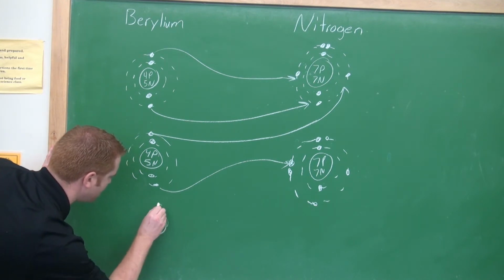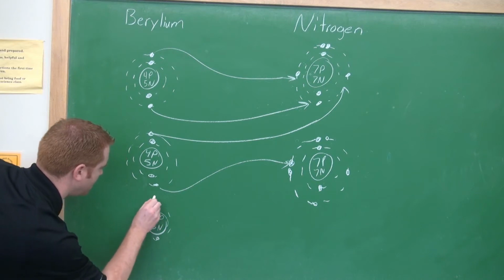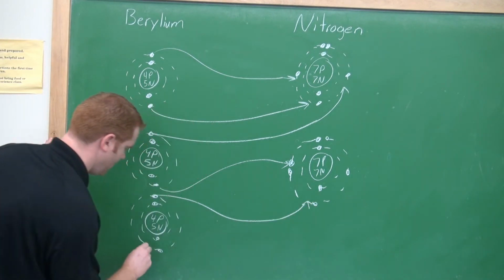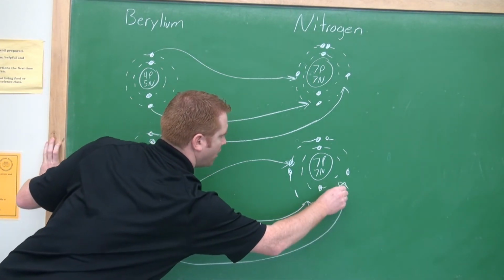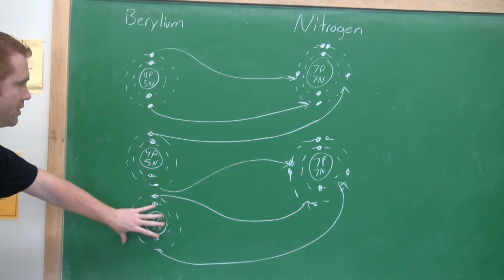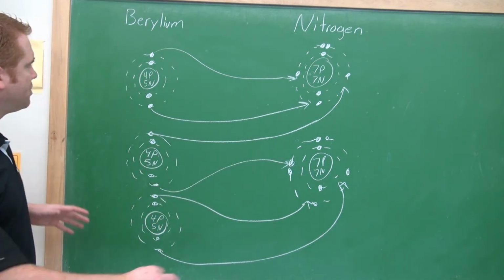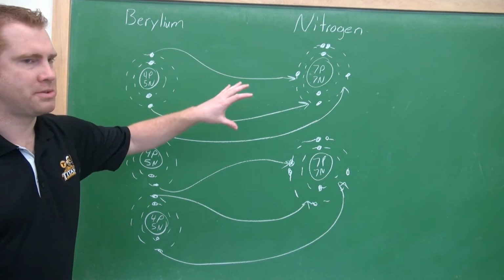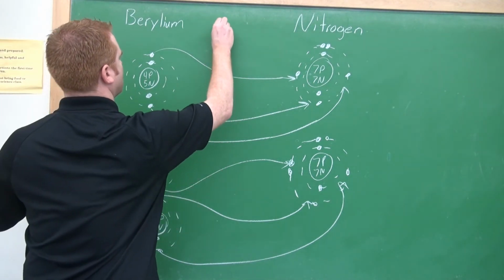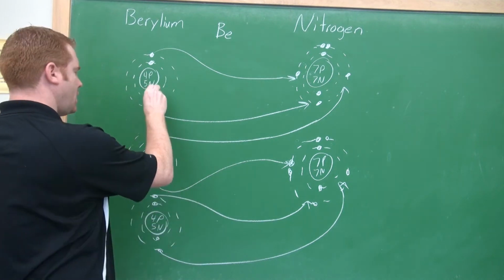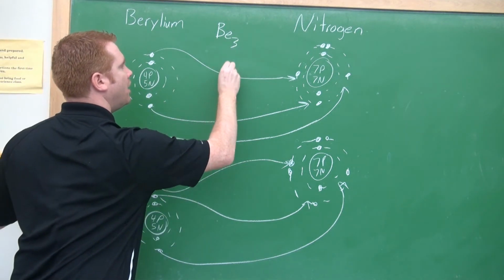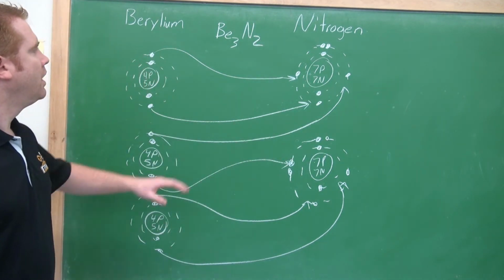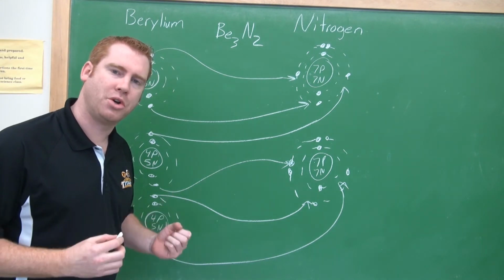So 5 neutrons, 2 electrons in the first orbit, 2 in the outer. It sends 1 over, and this one sends 1 over as well. And now this beryllium's happy, and that nitrogen's happy. And so we've worked everything out. What does this do for us? Well, when beryllium combines with nitrogen, we're going to get a formula like this, where we have beryllium, 1, 2, 3 of them, combining with 1, 2 nitrogens. And that's how we get the formula Be3N2.